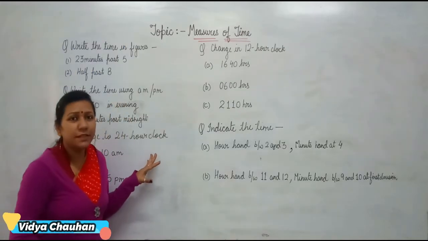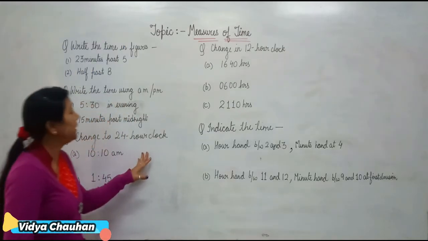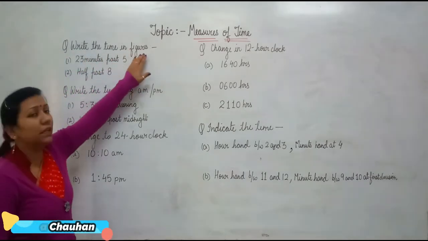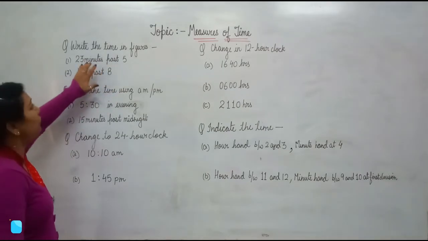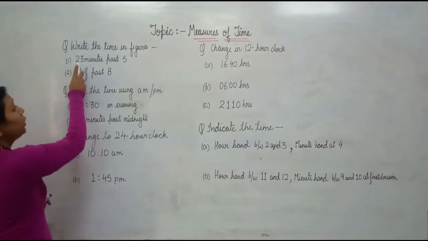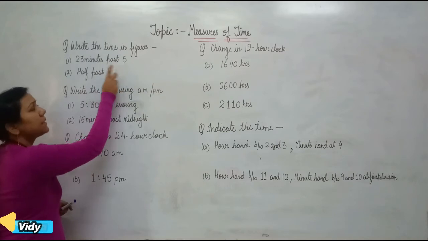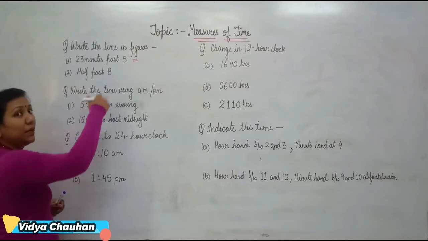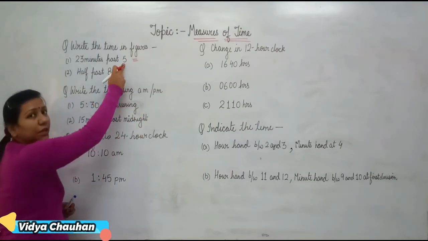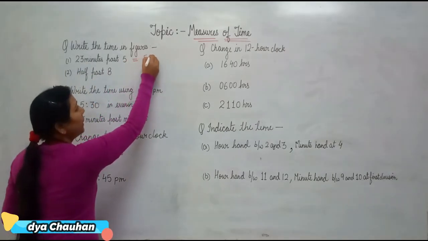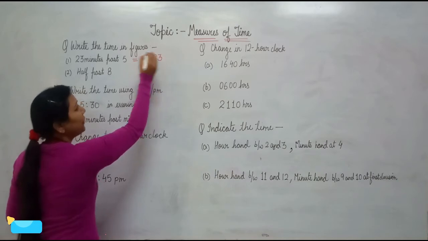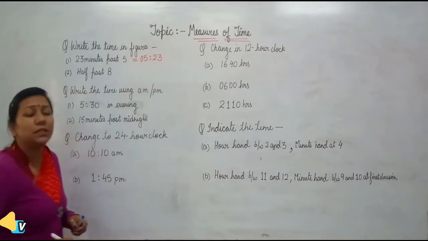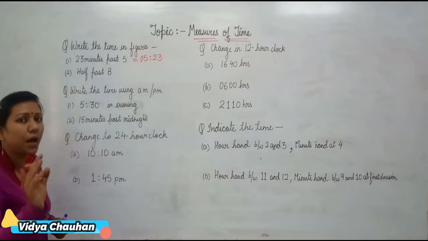Now students, after discussing the introduction of the time, let us take some questions from your book exercise. The first question says, write the time in figures. The time is given in words and you have to write it in figures. The first part, 23 minutes past 5. The time will be 23 minutes already passed after 5. So your time will be 5:23, or you can write 05:23.